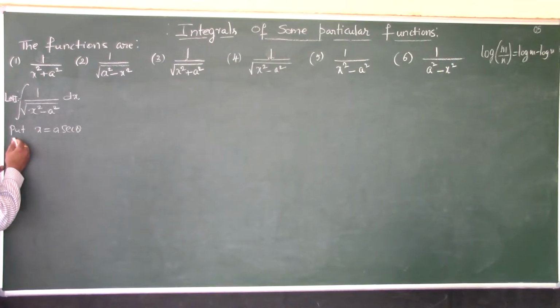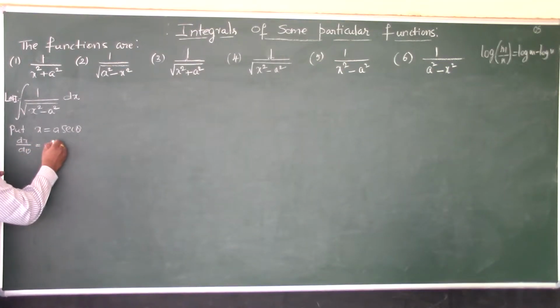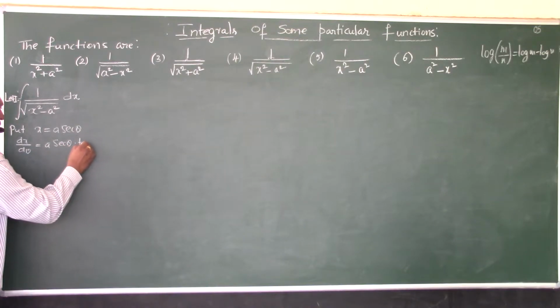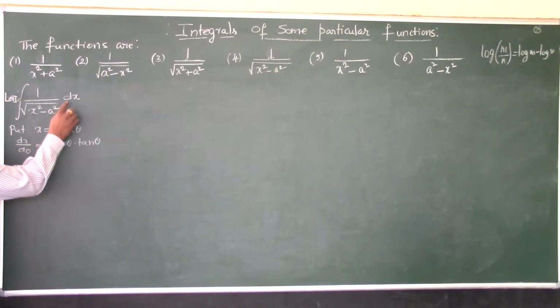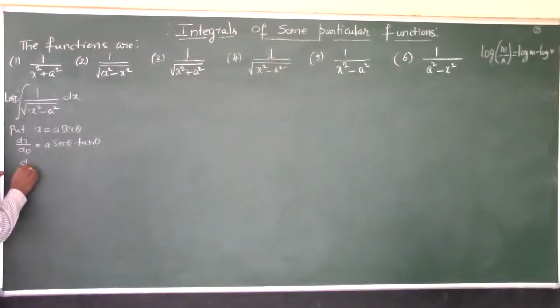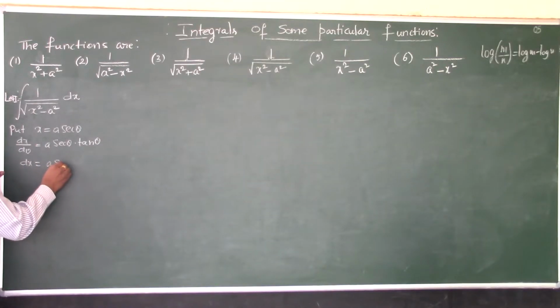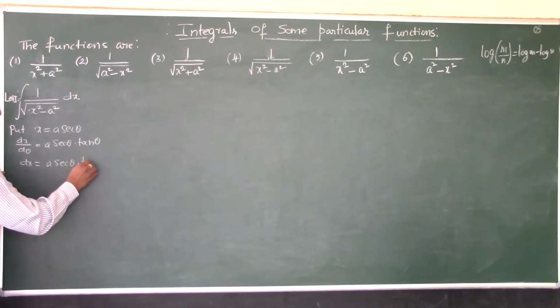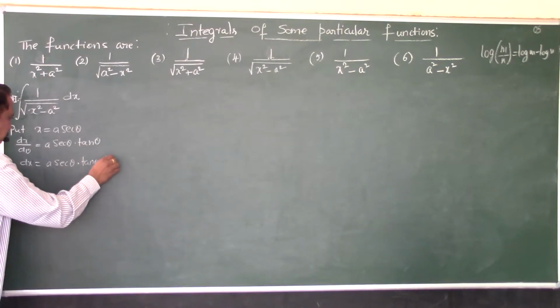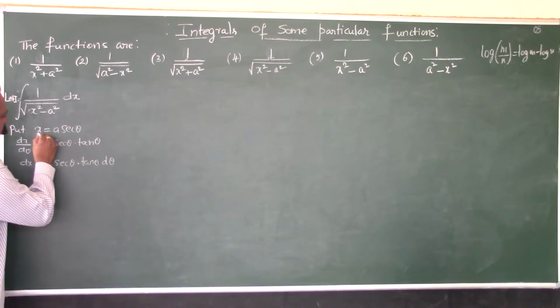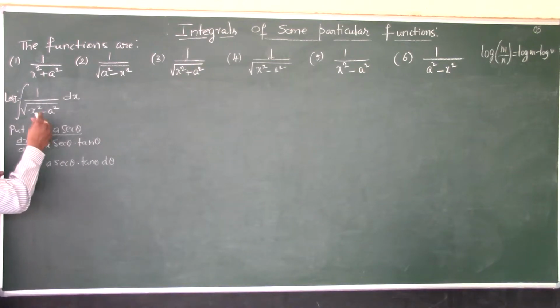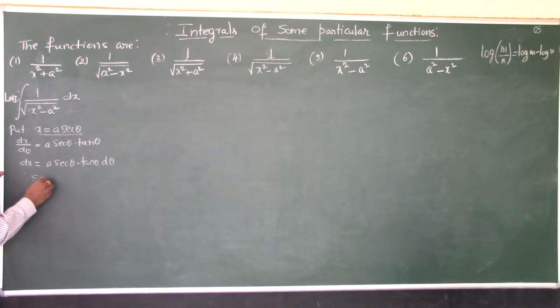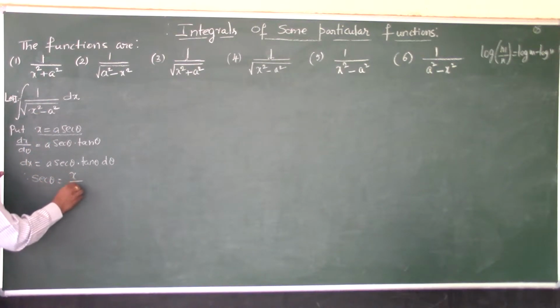Now differentiating with respect to theta, we have dx by d theta is equal to a secant theta into tan theta. Dx is there, so take out the value of dx. Dx equals, cross multiply, a secant theta tan theta into d theta. We have put a secant theta equals x. Therefore, secant theta is equal to x by a.